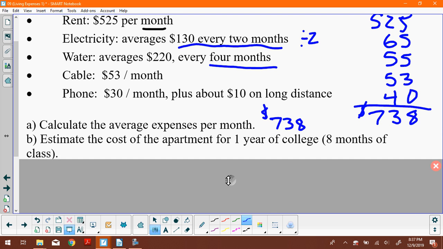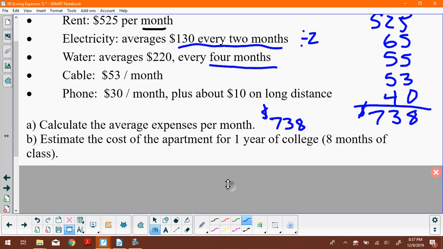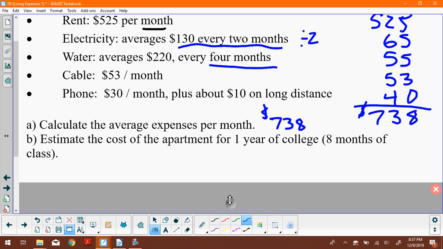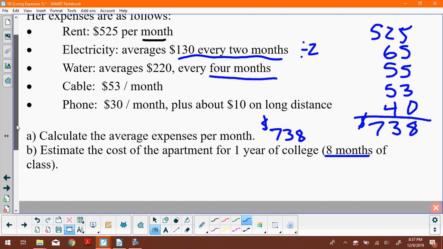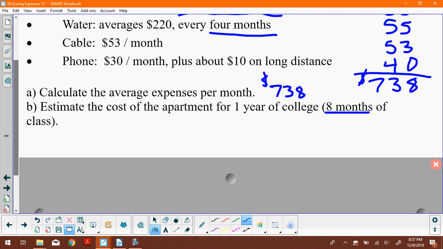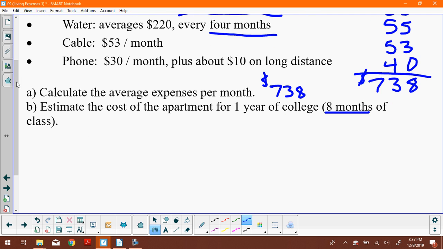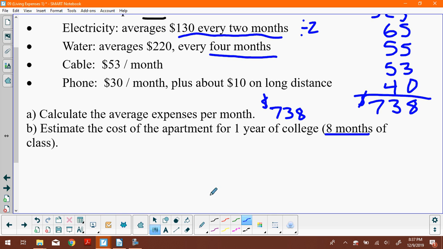The second thing we're going to do with this is estimate the cost of the apartment for 1 year, which is 8 months of class time. We're going to look at this a couple of ways. The first way is strictly with these 8 months. How much is it going to cost you for these 8 months? First thing, we're going to note that these said average. Electricity said average, water said average. The cable's probably good, about $10.